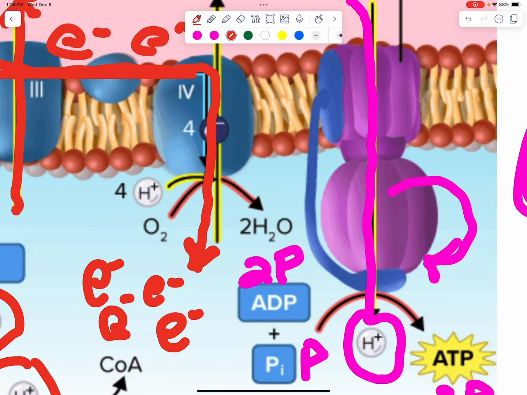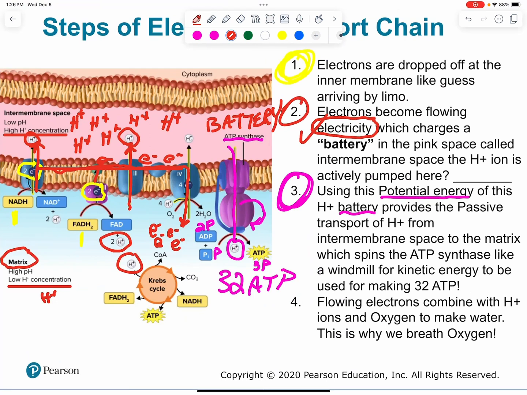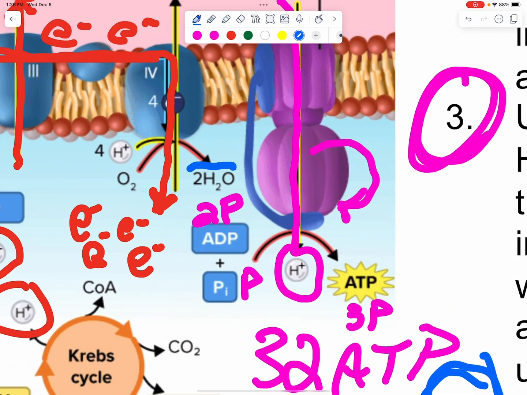Free-flowing electrons are very dangerous for a cell. They're called free radicals. They need to be soaked up like with a sponge or a mop. And what is going to do that job? Number 4. It's going to make water in the process, so I'm going to use blue, which is for making water. Where is water made? Right here.